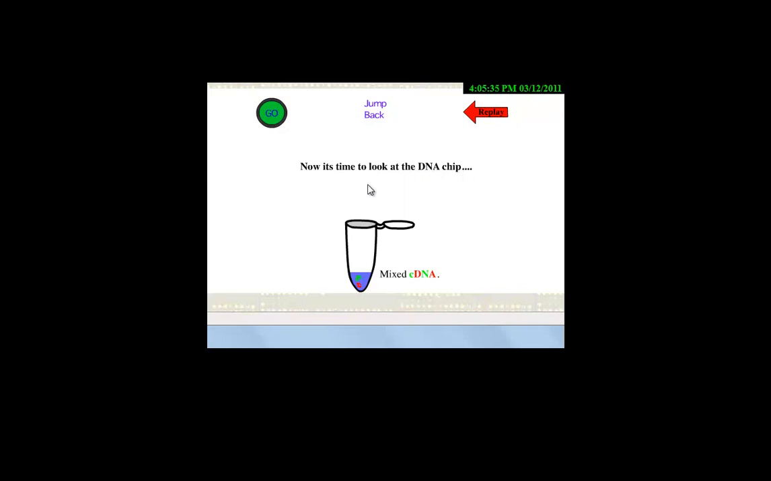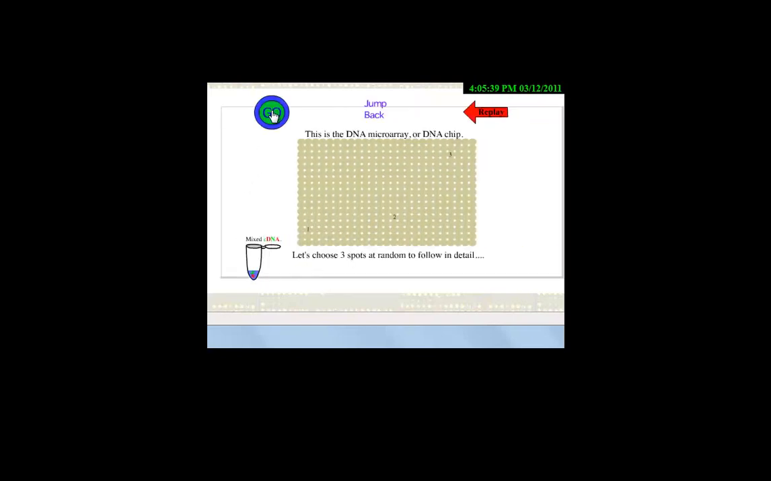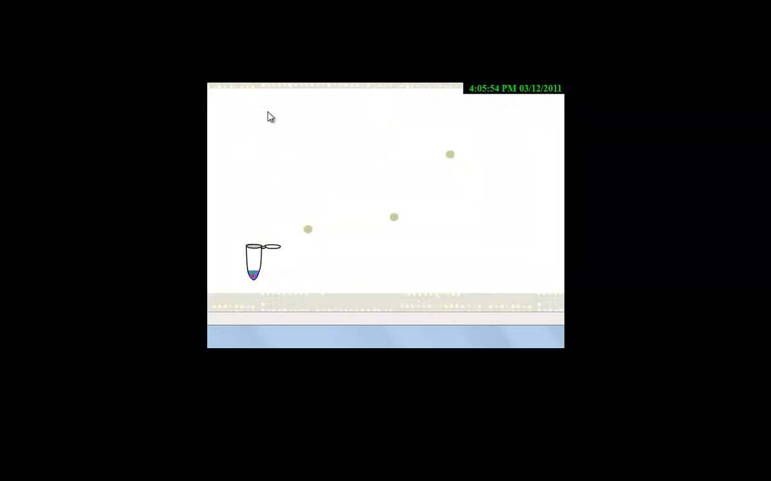Now we will go to see the DNA chip. This is the microarray chip which consists of 60 to 70,000 spots. Each spot represents the DNA or probe. Now let's take randomly any 3 spots corresponding to 3 genes.